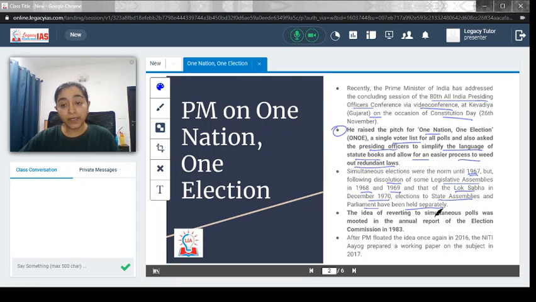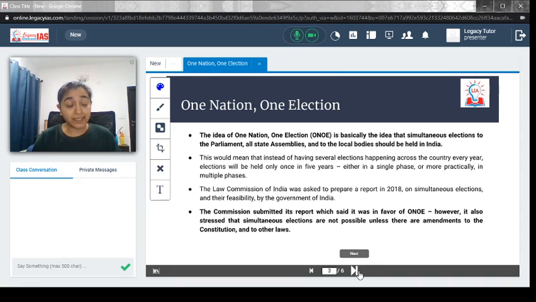The idea of reverting to simultaneous polls was mooted in the annual report of the Election Commission in 1983. So the Election Commission, way back in 1983, asked that the whole system should revert to simultaneous elections. After the PM floated the idea once again in 2016, Niti Aayog prepared a working paper on the subject in 2017. So in 2017 a working paper was prepared by Niti Aayog looking at the feasibility of simultaneous elections.